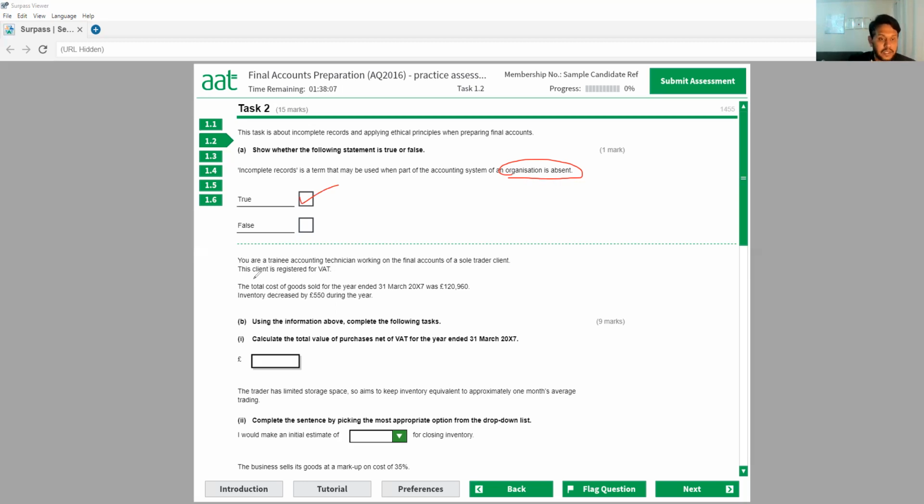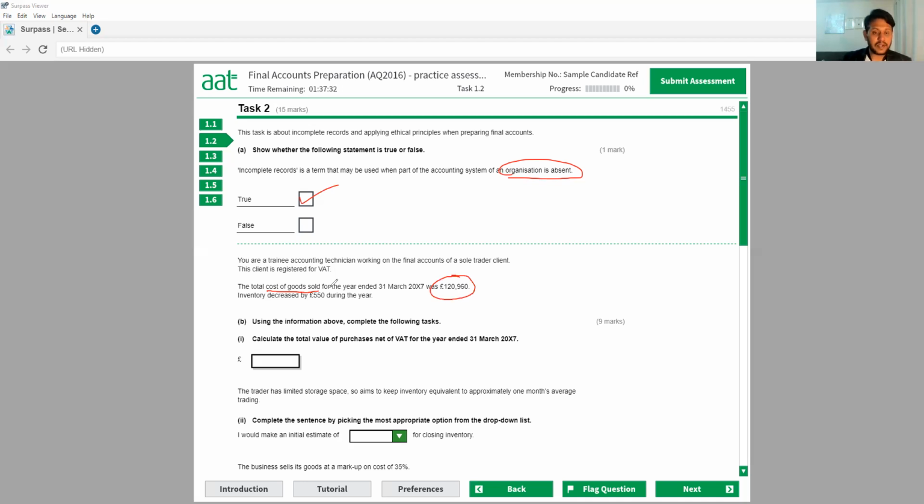Let's have a look at the next one. You are a trainee accounting technician working on the final accounts for a sole trader client. The client is registered for VAT. Remember that if the client is registered for VAT, VAT is not a cost for the business. The total cost of goods sold for the year ended 31st of March 2017 was 120,960. So that's my cost of goods sold.